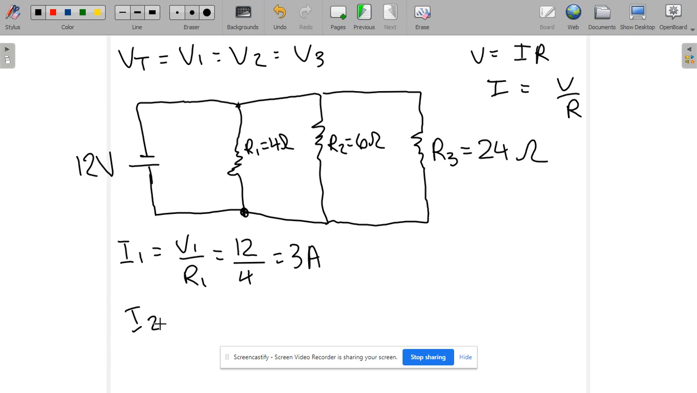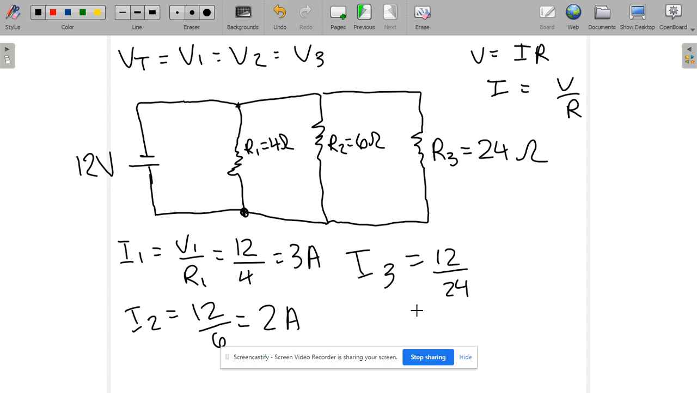I2. I'm going to skip right to the numbers here. So that's going to be 12 over 6, which is equal to 2 amps. And then I'm going to go to I3. That's equal to 24. Oh, sorry, it's not 24. It should be 12 volts again over the 24 ohms, which is 0.5 amperes.